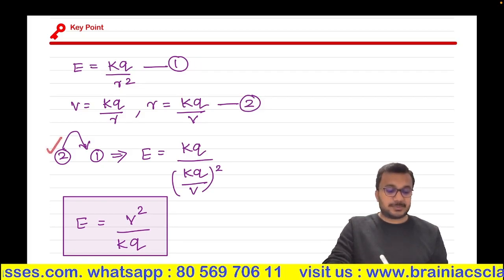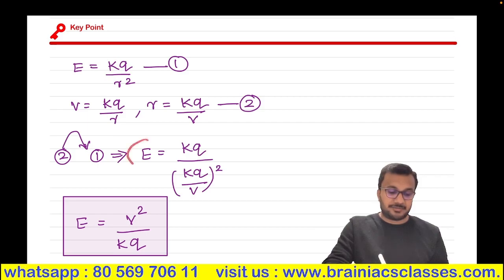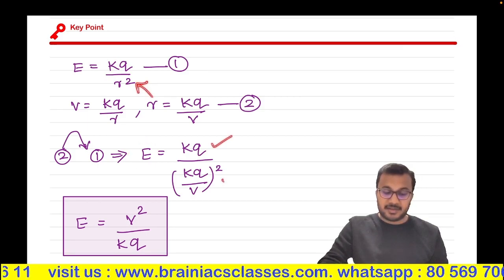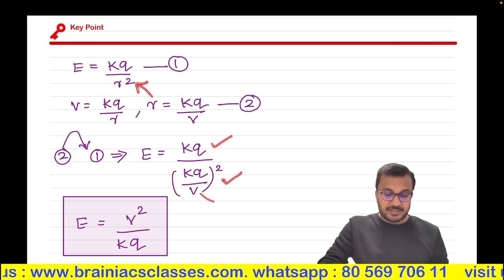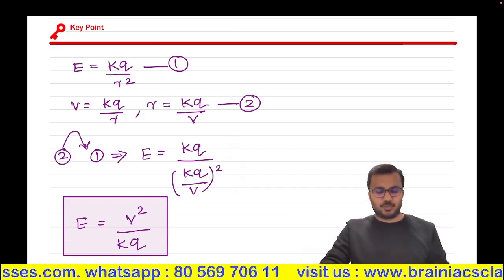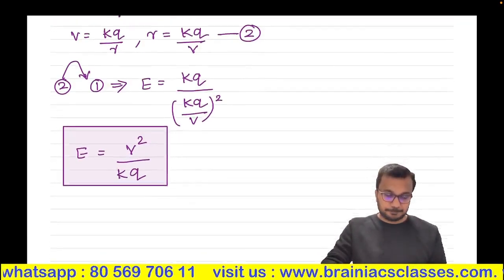Equation number 2 is substituted in equation number 1. So in the electric field, R is substituted. What will we get? KQ divided by (KQ by V) whole square. So V square goes to the numerator, and it becomes V square divided by KQ. Only this formula we are using here.